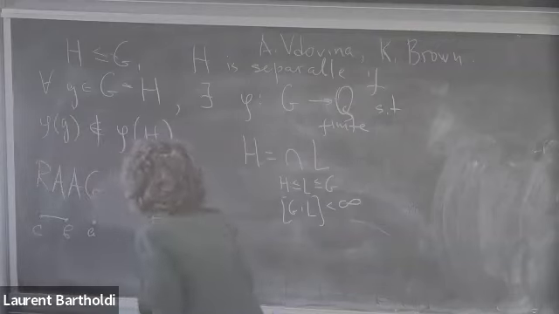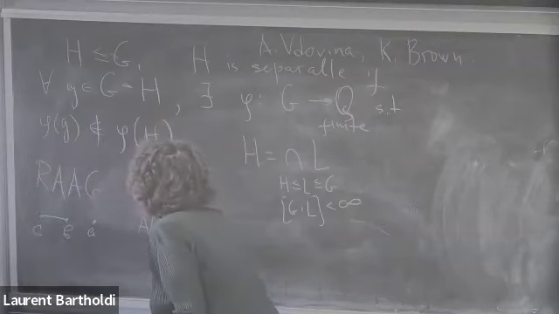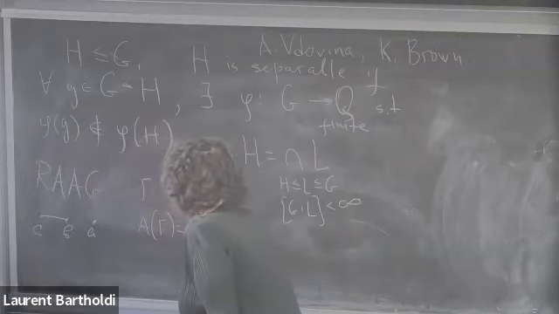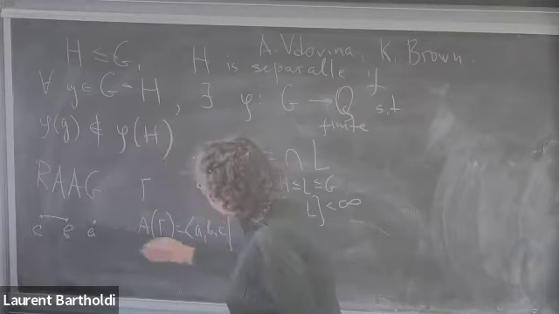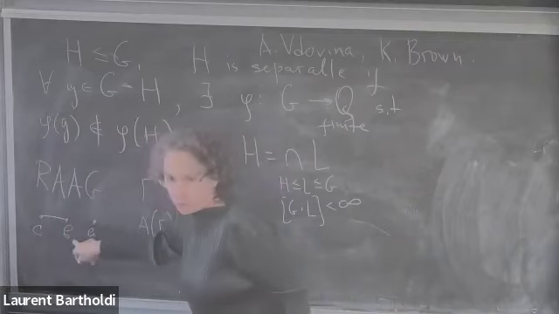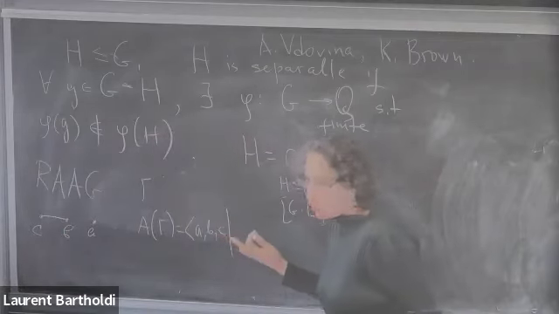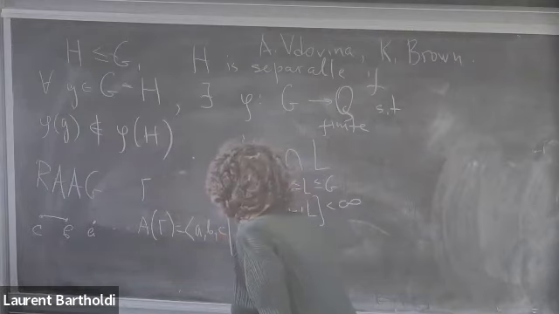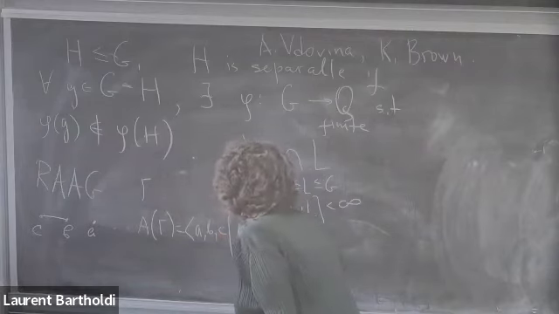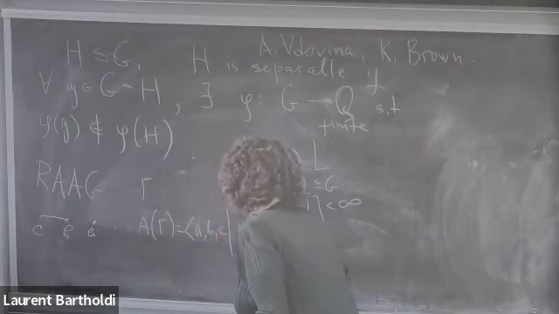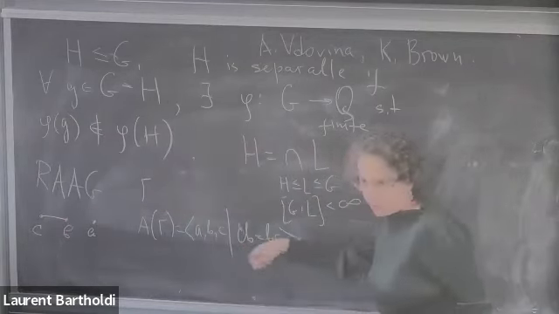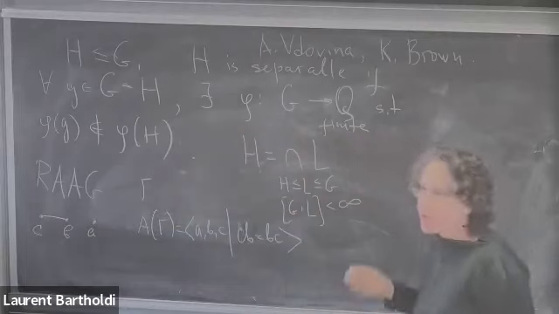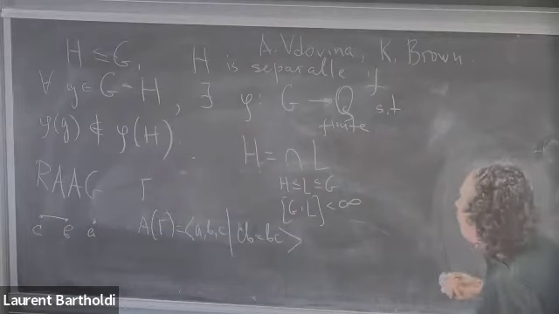So the right-angled Artin group corresponding to graph gamma is a group given by generators, the vertices. And we have a commutativity relation for any two vertices connected by an edge: here we say that CB is the same as BC. For every edge, we say that the corresponding vertices commute. So this is a right-angled Artin group.